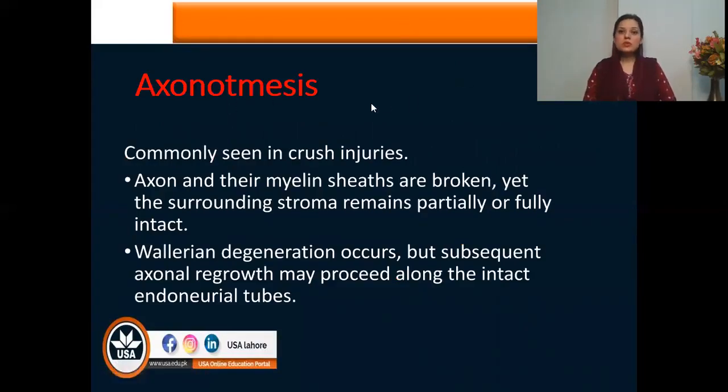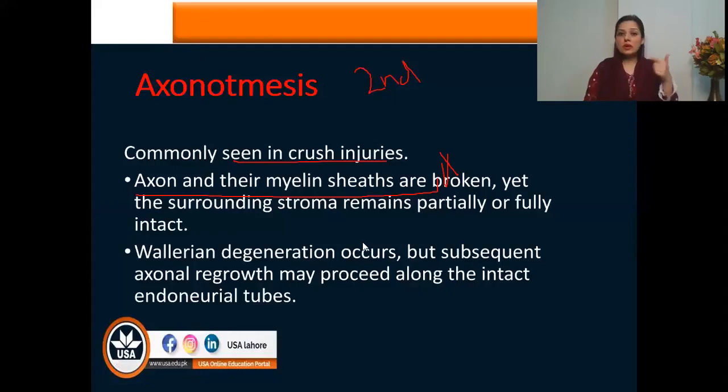Now moving towards axonotmesis, that is the second degree of nerve injury. It is commonly seen in crush injuries. In this injury, the axons and the myelin sheaths are broken, yet the surrounding stroma remains partially or completely intact. Wallerian degeneration occurs in this, but subsequent axonal regrowth may proceed along the intact endoneurial tube. Wallerian degeneration is the disruption of the myelin sheath and axons along the entire length of the nerve below the site of the lesion. And usually it takes 21 days to show complete Wallerian degeneration.